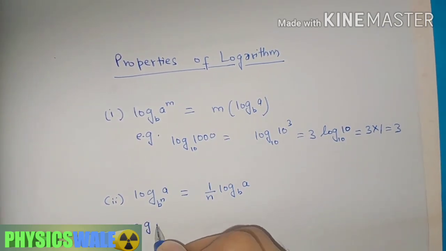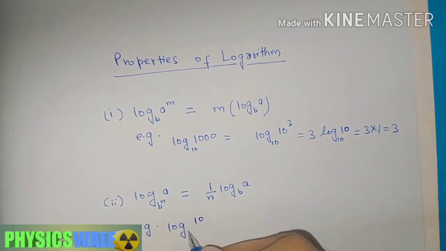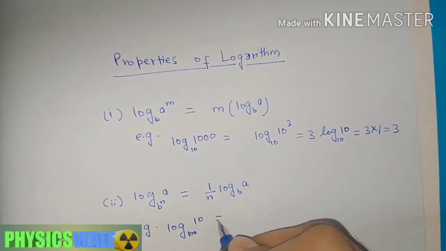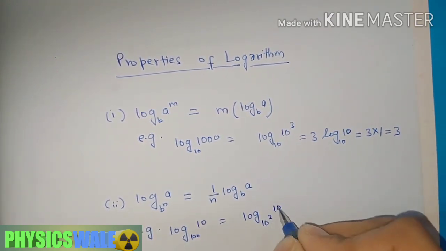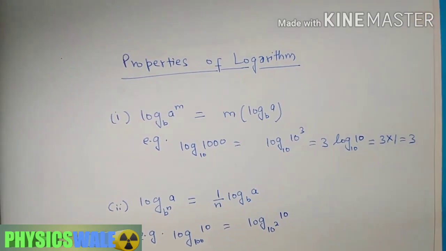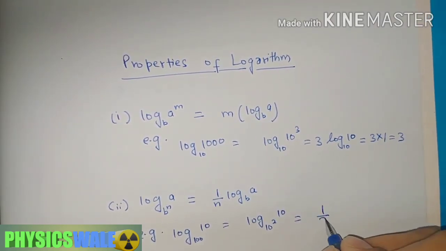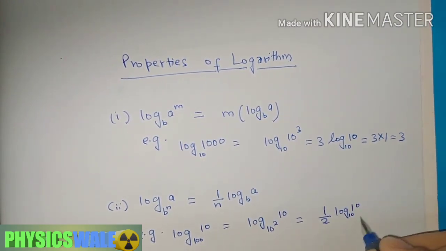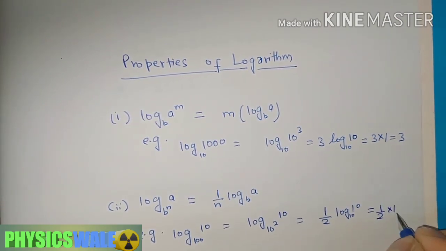For example, log of 10 to the base 100. We can write 100 as 10 squared. So it becomes log 10 to the base 10 squared. This 2 comes out in the denominator. It becomes 1 by 2 log of 10 to the base 10. Log of 10 to the base 10 is equal to 1. So this becomes 1 by 2 multiplied by 1, which is equal to 1 by 2.